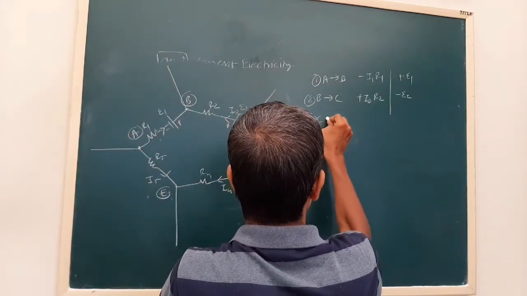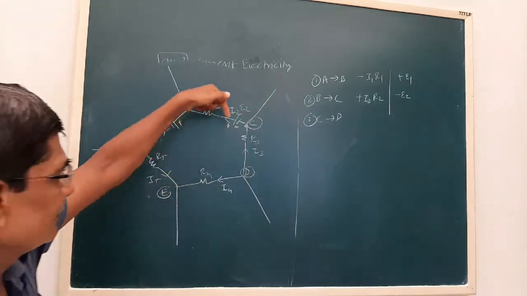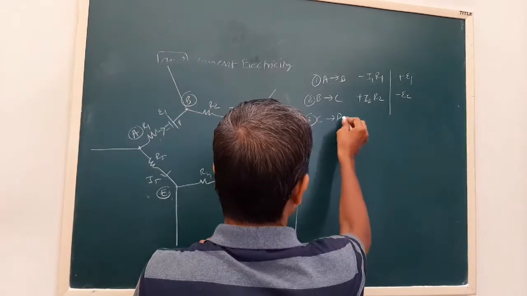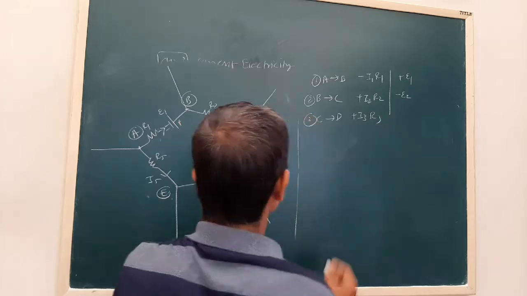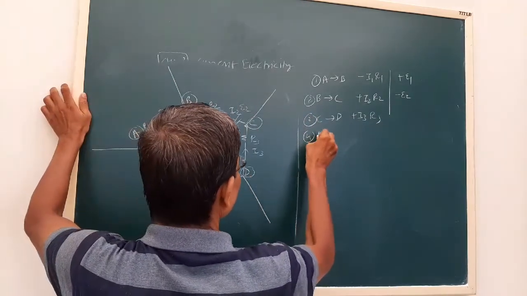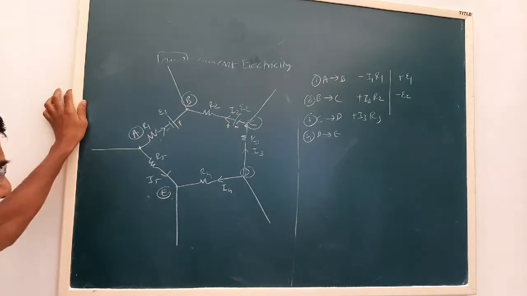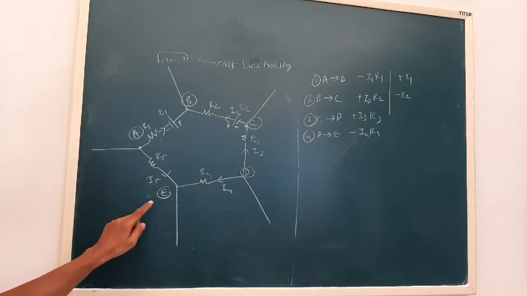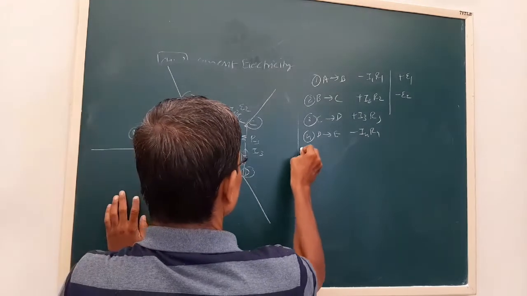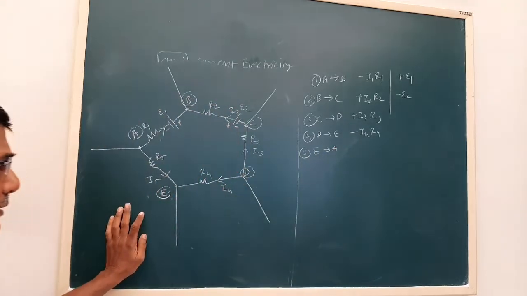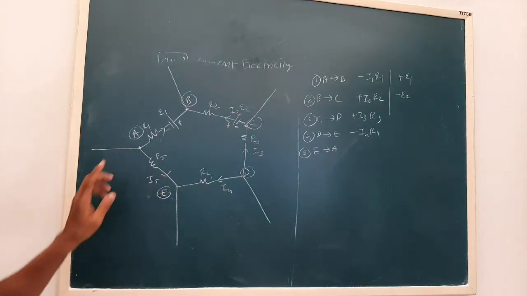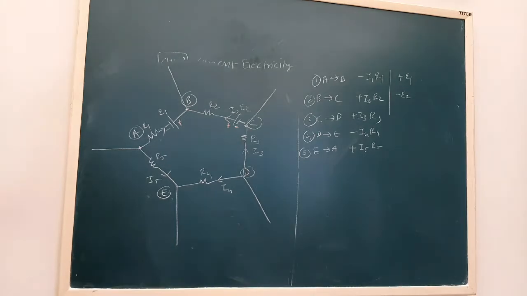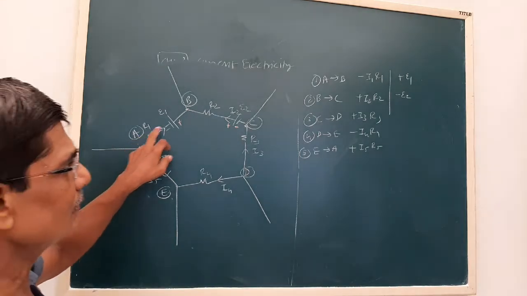Now when we move from C to D, we move in the opposite direction of the current, so that will be plus I3 R3. Now when we move from D to E, we move in the direction of the current, so there will be a decrease in the potential equal to IR, that is I4 R4. Now we move from E to A. During that we move in the opposite direction of the current, so in that case there will be an increase in the potential equal to IR.